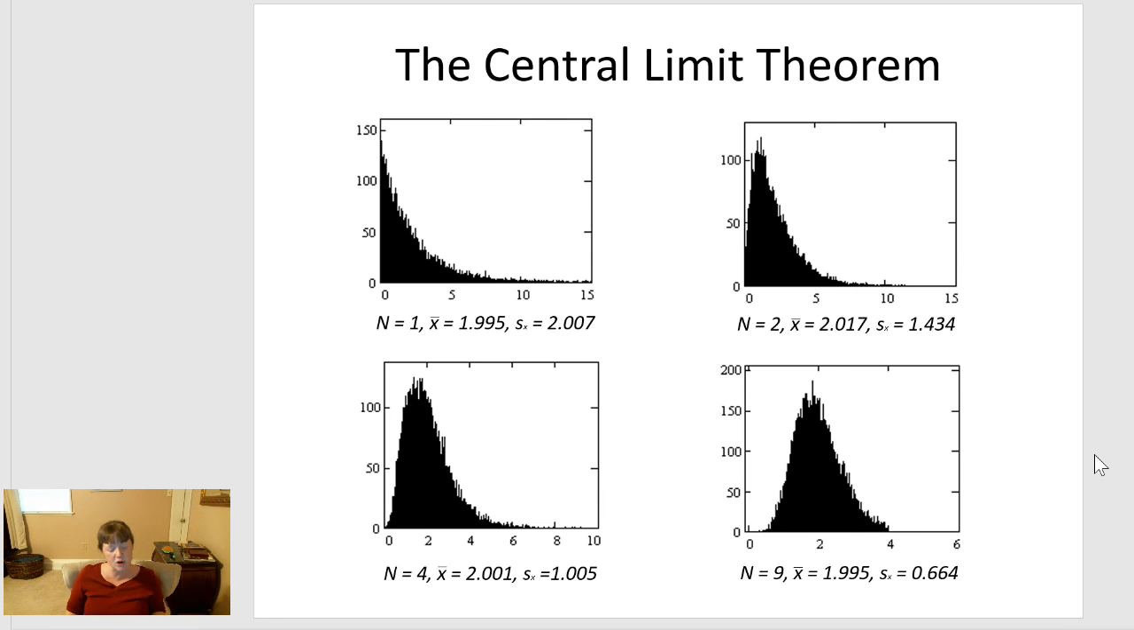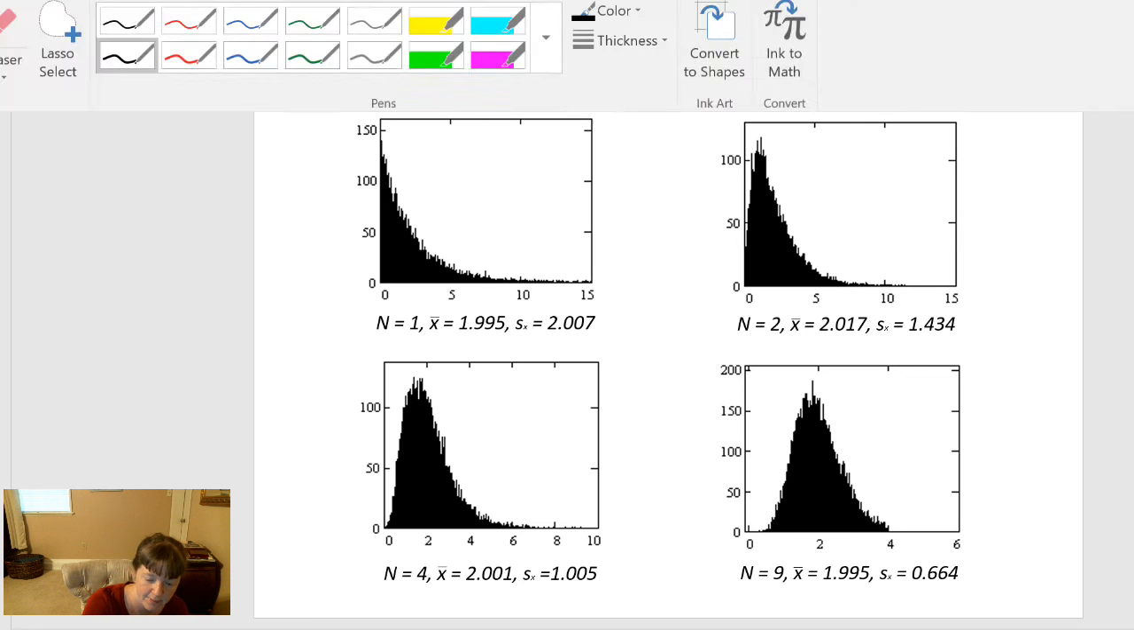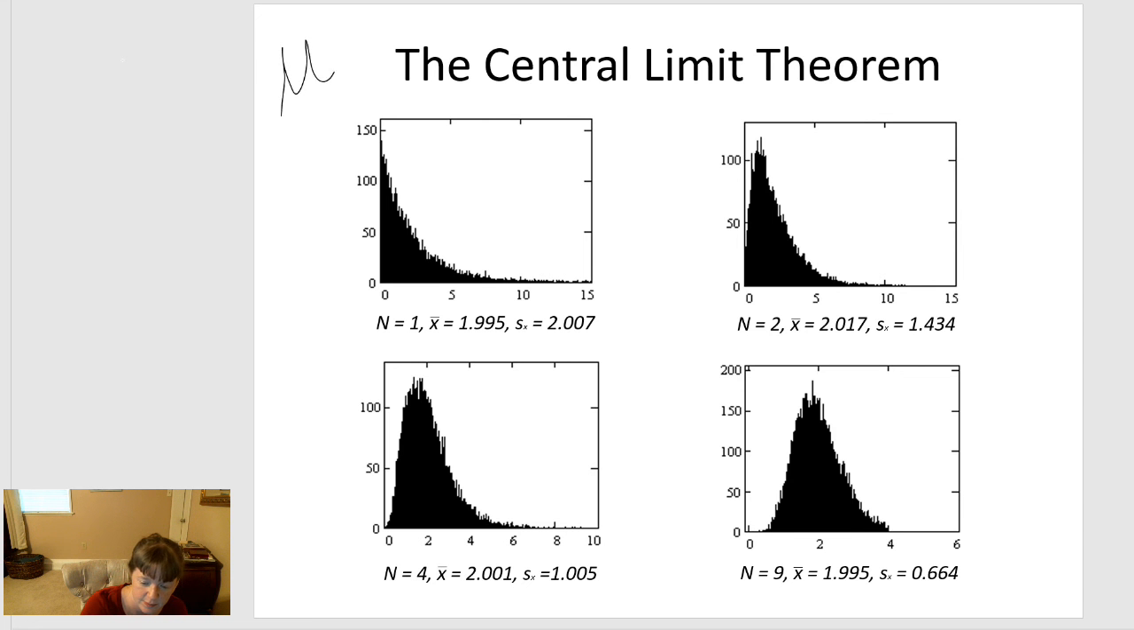And I told this computer program R, here's my parent population with 100,000 people in it. And the original population average is 2, and the standard deviation is also 2. And the parent population is super skewed.